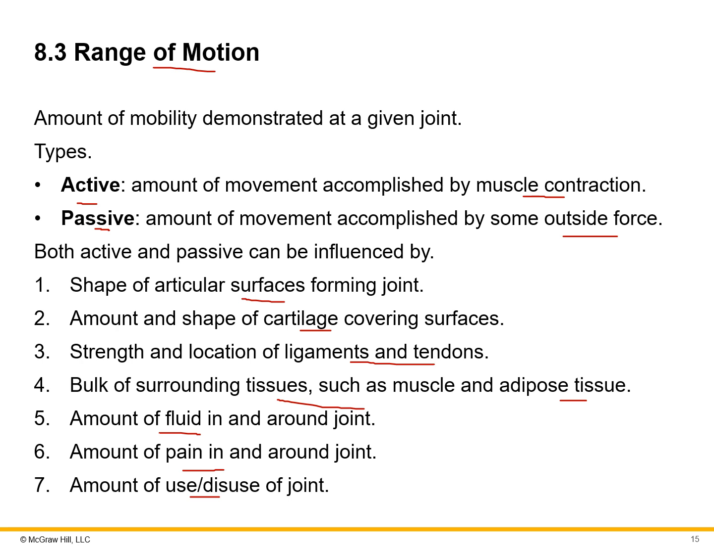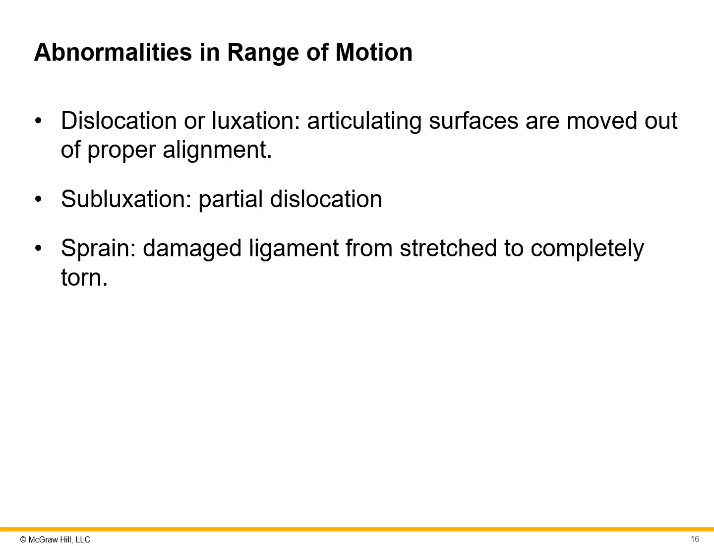So if we're not using it, it gets kind of stiff, and that range of motion is going to decrease. All right, so some abnormalities in that range of motion. We can get dislocations, also called luxations. This is where that bone, that articular surface, has moved out of proper alignment. So it's not lined up with the connecting bone in the right place. So it is out of location. It is dislocated.